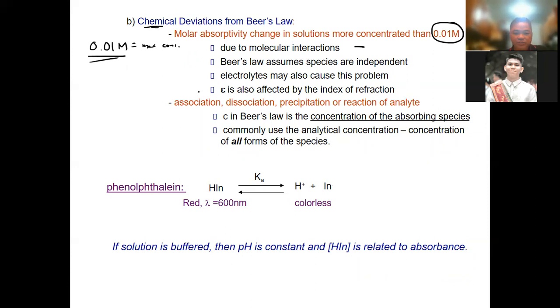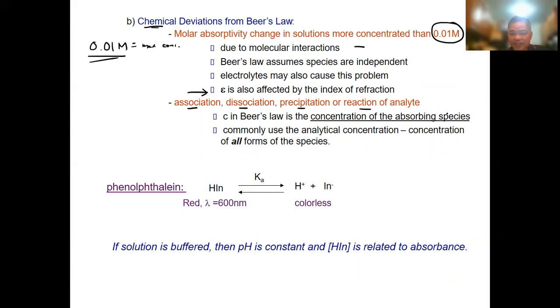And the molar absorptivity is also affected by the index of refraction, because I think what happened here is you have more compounds or components that are already present. So whatever interaction that they have may affect the absorption, or we could say the signal that they can have. Okay. Now, you can also have to do it with the association, dissociation, precipitation, or reaction of the analyte.